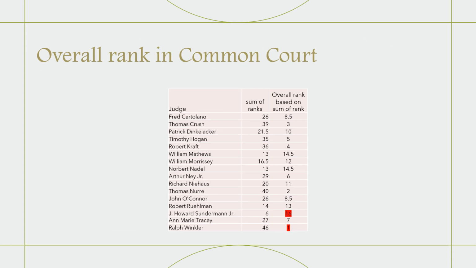For the overall rank in common court, we added the individual ranks previously calculated, and with that new overall rank, we found that the best judge is Ralph Winkler, because he had the highest sum of ranks, and the worst judge is J. Howard Sanderman Jr., because opposite to Ralph, he had the lowest rank of them all.